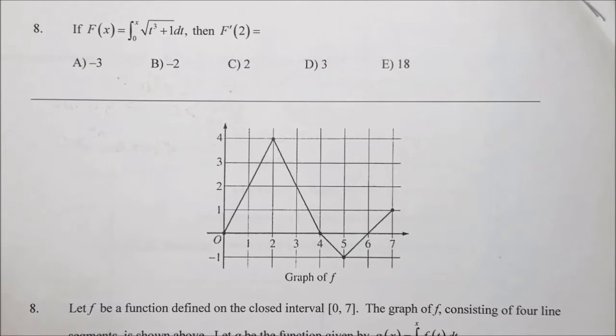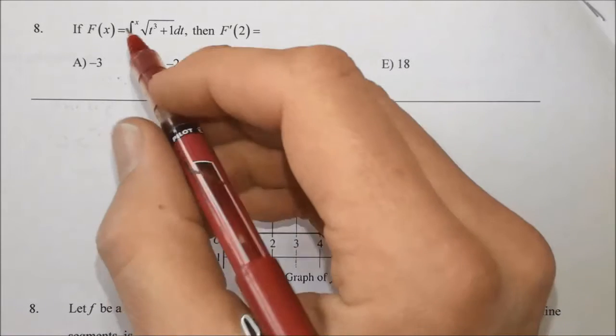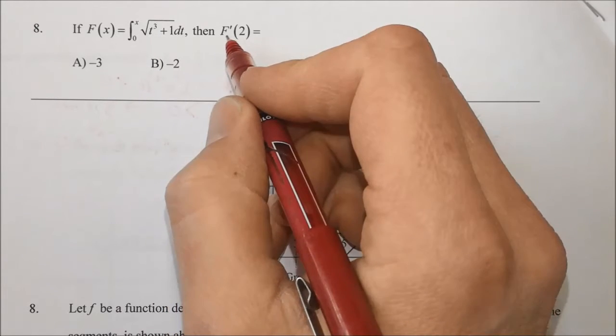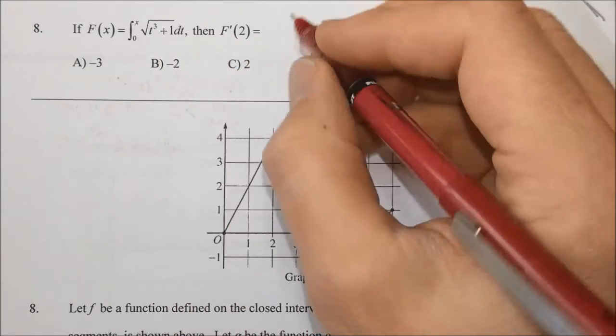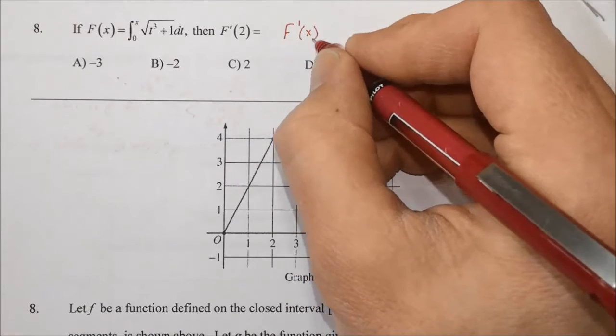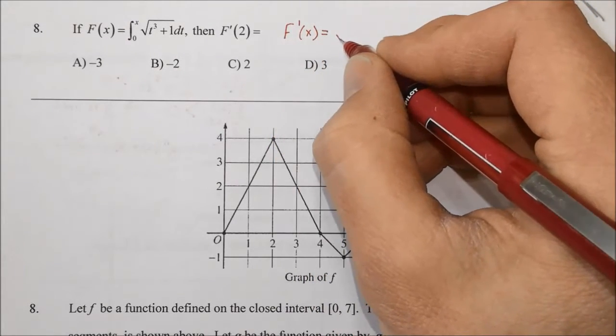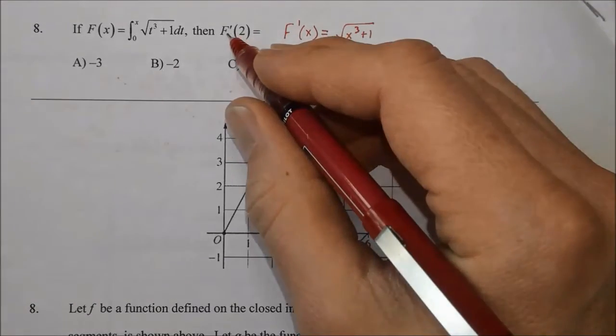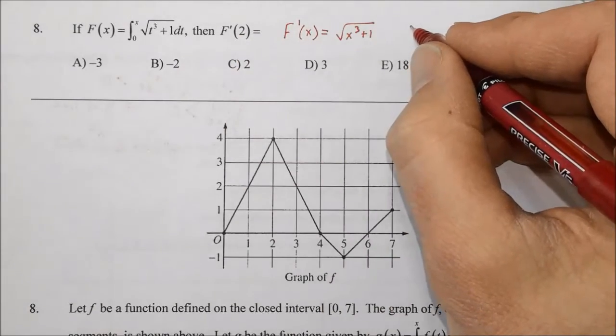With number 8, we have big F of x is equal to the integral from 0 to x of root t cubed plus 1, and we need big F prime of 2. So let's start off with F prime of x. Nice and easy, we replace t with x. Now we need F prime of 2, so we replace x with 2.